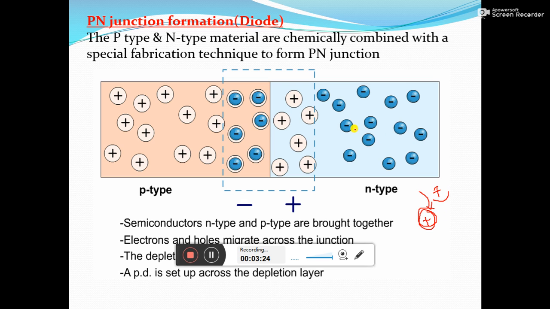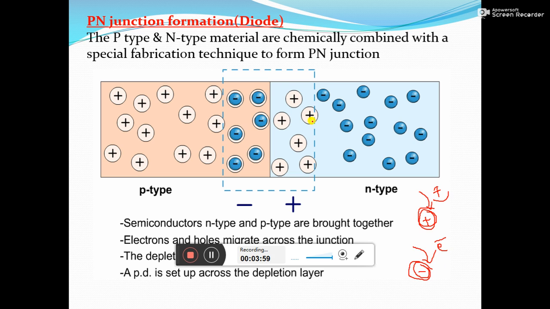Similarly, whenever an electron moves from n-type, crosses the junction and reaches the p-type, this electron combines with a hole and it becomes neutral. Whenever an additional electron is added to it, it attains negative charge. If further electrons are added, it becomes an immobile negative ion. Immobile negative ion in the sense that they do not move.